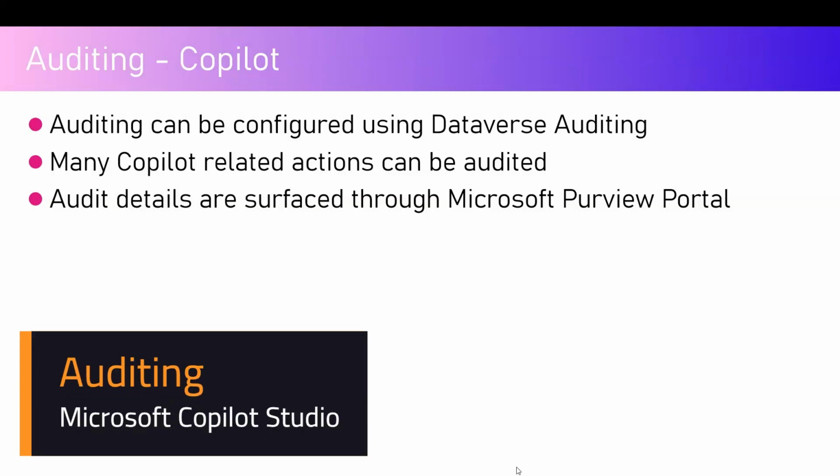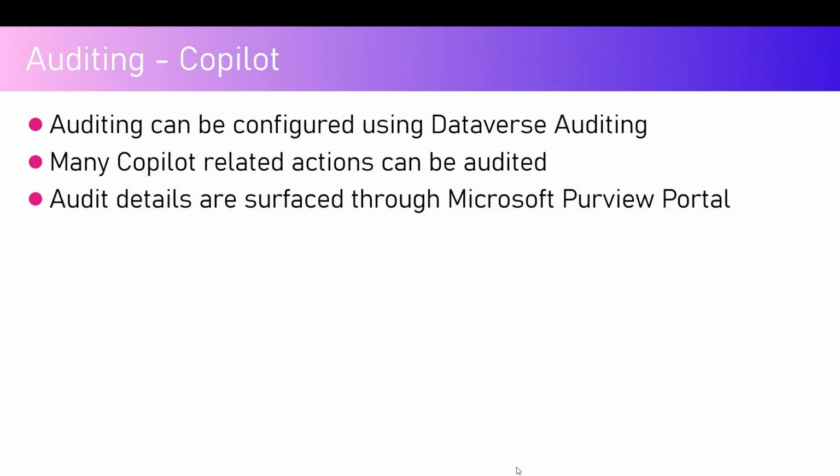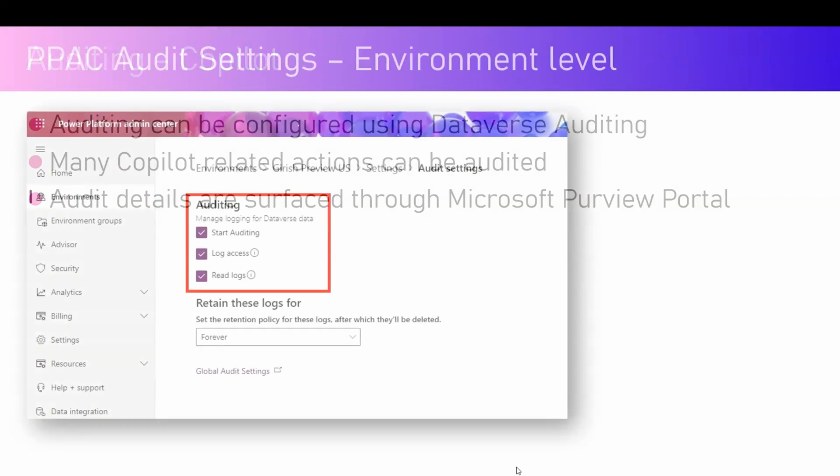So, in this video, I'm going to show you how to do auditing in Copilot Studio. Now, auditing can be configured using Dataverse Auditing. So, basically, auditing works at a Power Platform level. Now, many Copilot related actions can be audited. Audit details are surfaced through a different application named Microsoft Purview Portal.